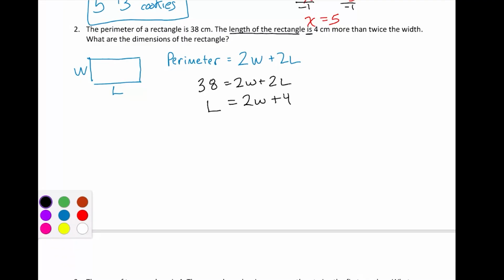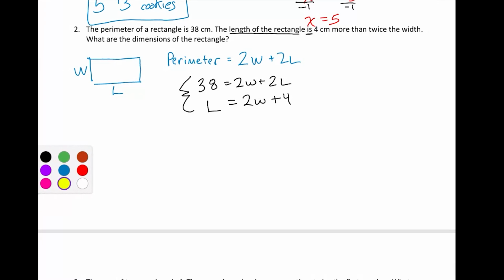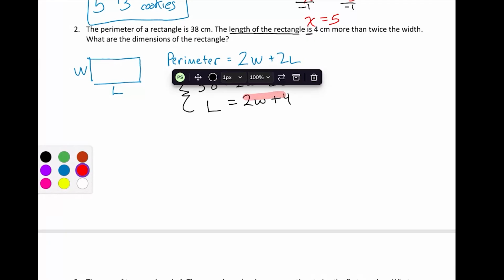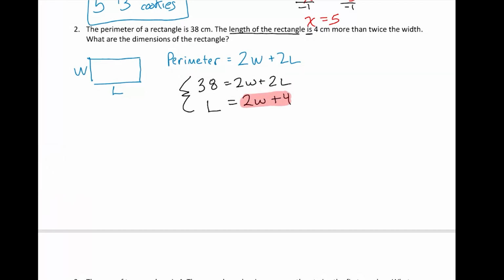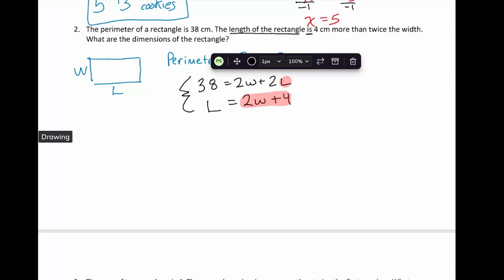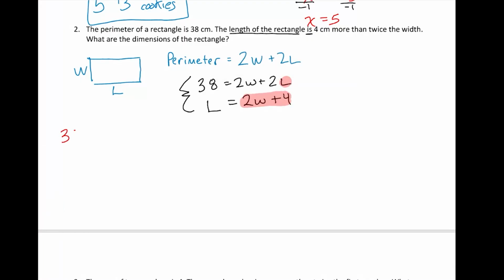So there's our system. This question is actually asking for both, where w is the width and l is the length. One of these equations already has a variable isolated. Right, we see L is 2w plus 4. So we're going to take that expression and substitute it into L in the other equation. And then we'll have something that we can solve at least for one of the variables, and then we can go back and find the other. So we should have 38 equals 2w plus 2 times 2w plus 4.